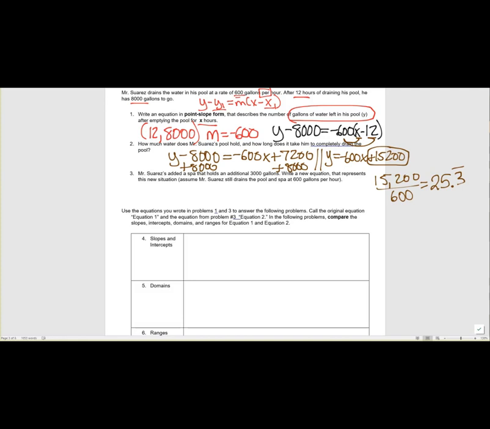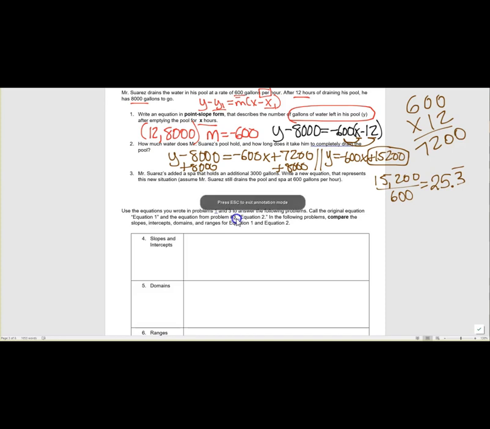Okay. Second way you could have determined that is by dividing the, let's see, it's got 8,000 gallons still to go after 12 hours, so how much water has drained in 12 hours? Well, by multiplying the 600 times the 12, we can see that it has drained after 12 hours 7,200 gallons.